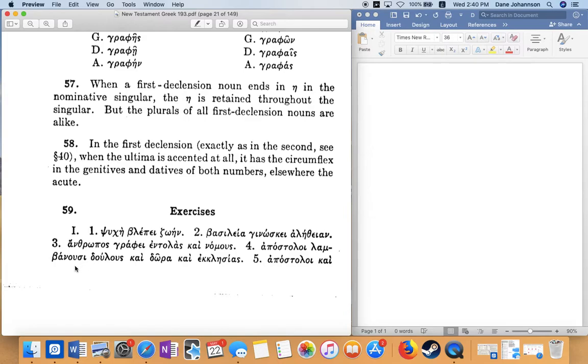Number four, apostoli lamvanusi dulos ke dora ke ecclesias. Apostoli lamvanusi dulos ke dora ke ecclesias. Apostles receive or take, lamvanusi. See the ending there. Lamvan is the stem, and then they add in the personal ending here. Sometimes you'll see a movable nu there at the end, so it would be lamvanusin, but because the next word is not starting with a vowel, it doesn't necessarily need a movable nu. So we have apostoli lamvanusi, apostles receive or take, dulus, servants, ke dora, and gifts, ke ecclesias, and churches. Apostles take servants and gifts and churches.